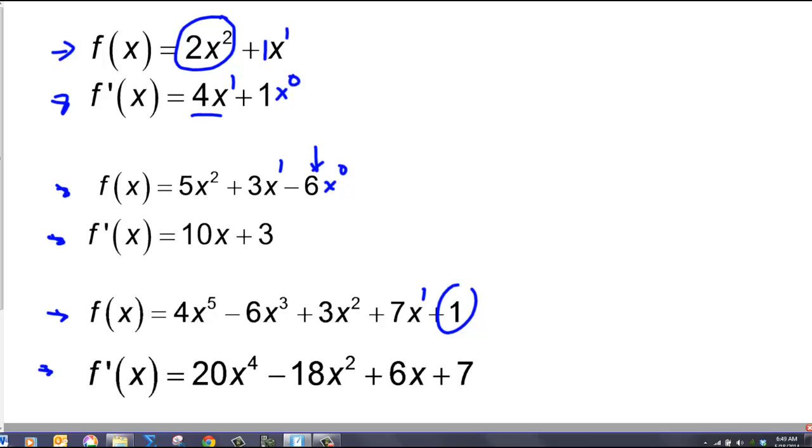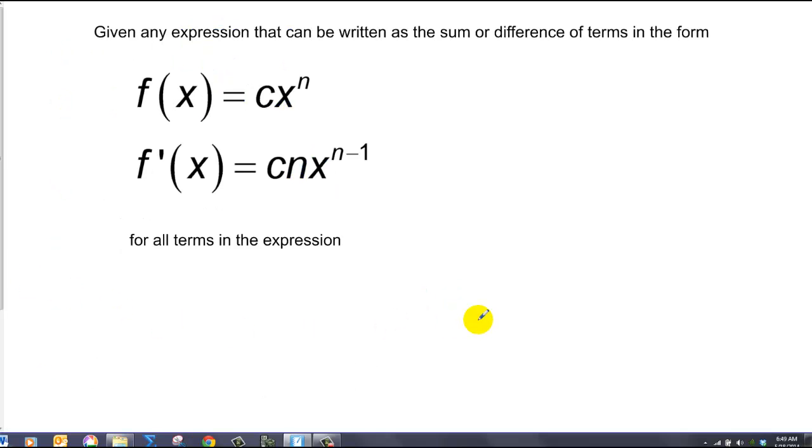So in short, we can say, given any expression that can be written as the sum or difference of terms in this following form, if f of x is equal to some constant times x raised to the n, then for every term like this, its derivative is found by taking the power multiplied by the constant, and then taking 1 away from the exponent for all terms in the expression.